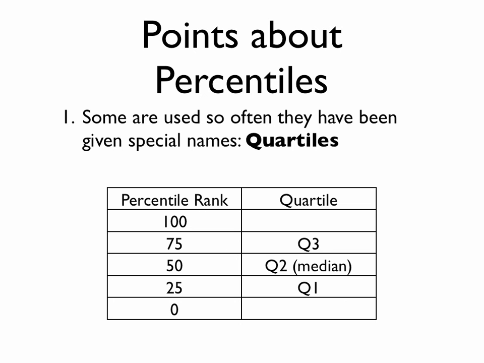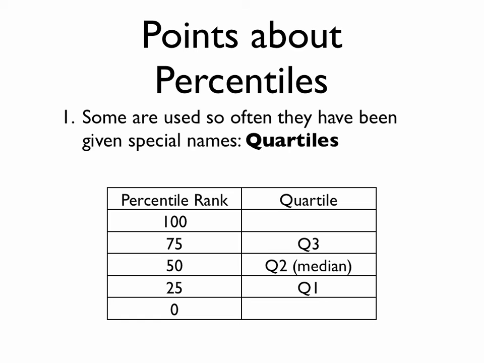So now there are three final points about percentiles that we should follow. So point one. Some percentile ranks are used so often that they've gained special significance and have been given special names. And these are called the quartiles. And the special name for the second quartile is called the median. So what I have listed here are the three quartiles.